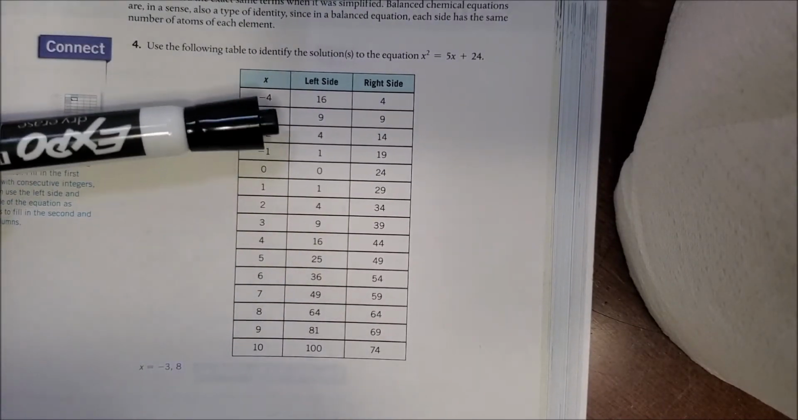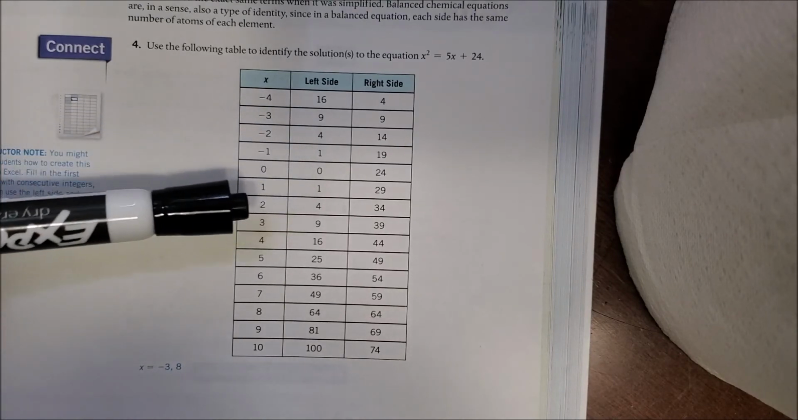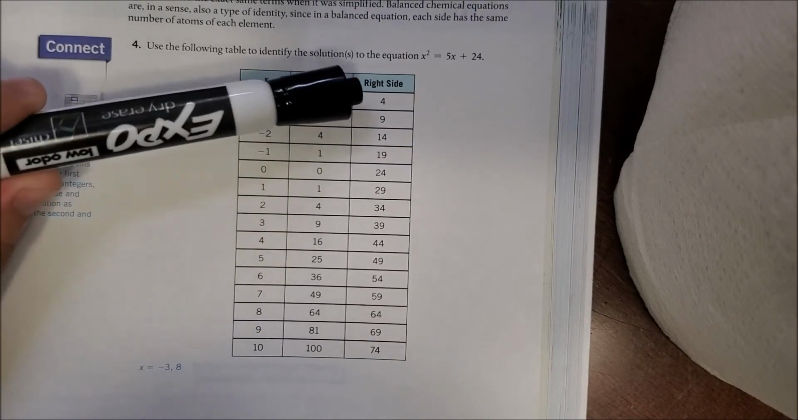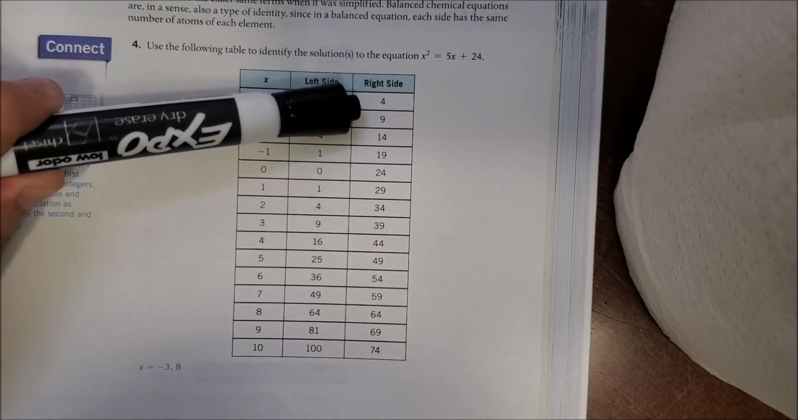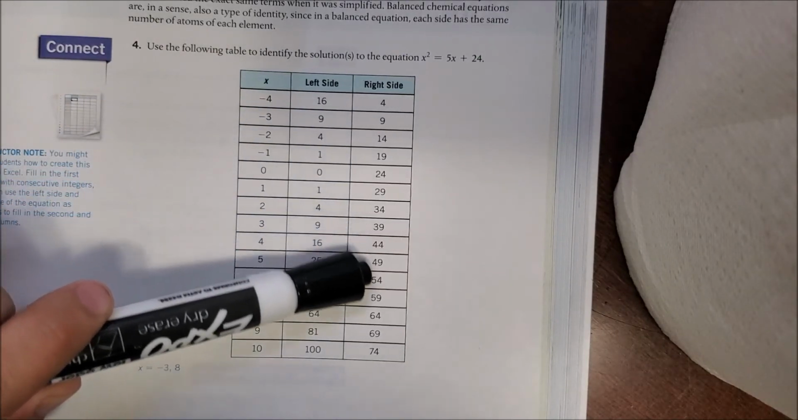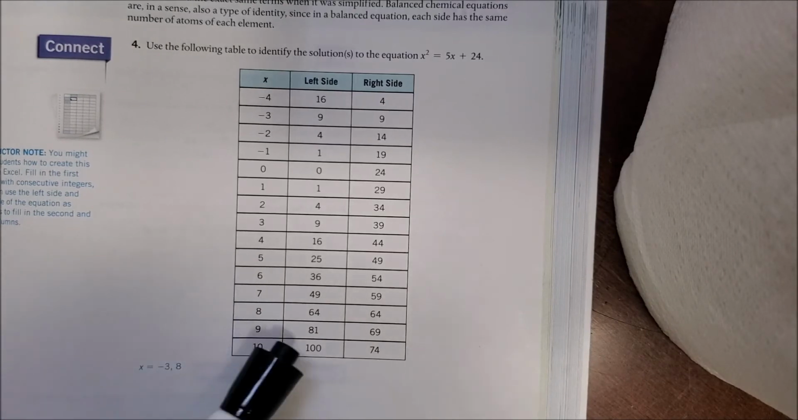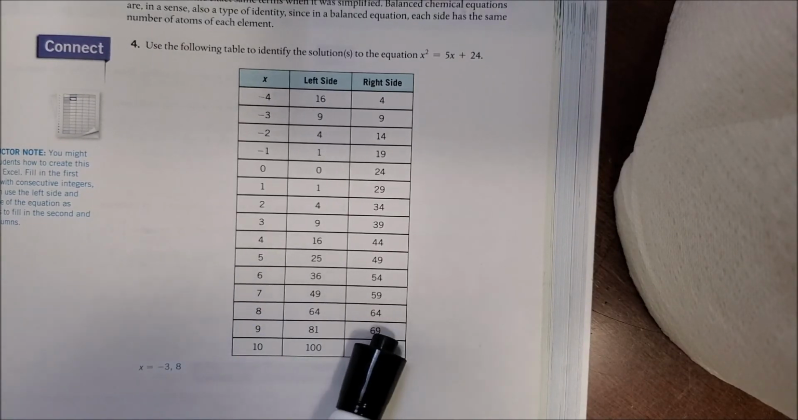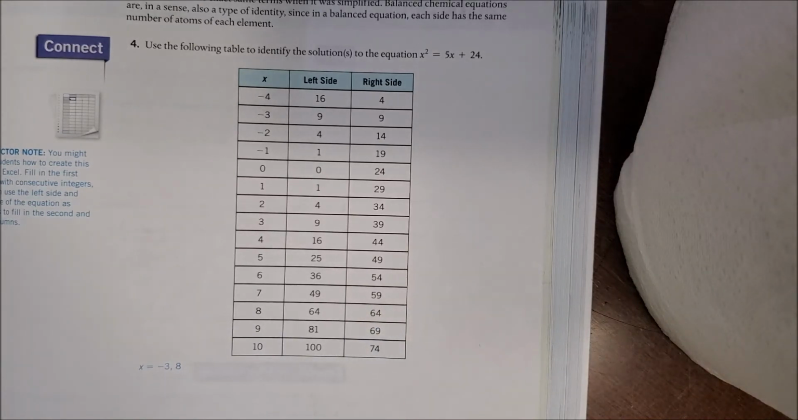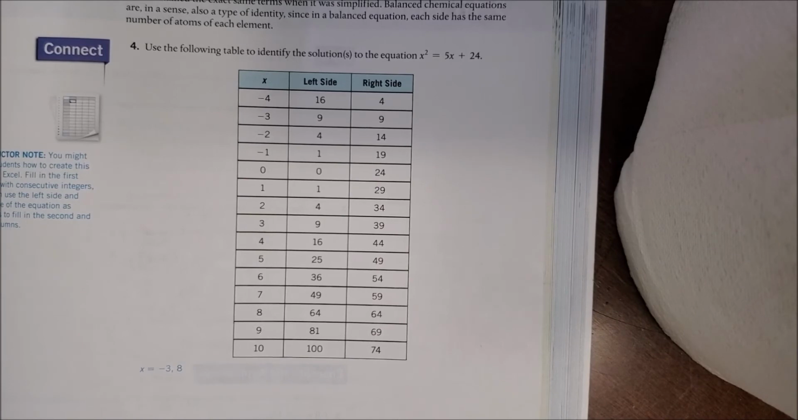As we go down the rest of this, we see that it doesn't match up again until we get to x equals 8. When x equals 8, we have 64 on the left and 64 on the right. So that shows that our two solutions are negative 3 and 8.